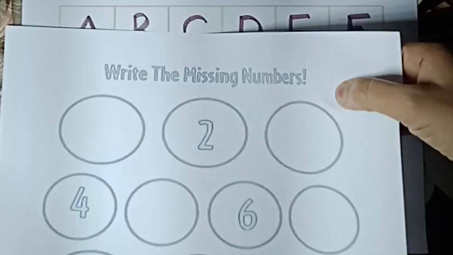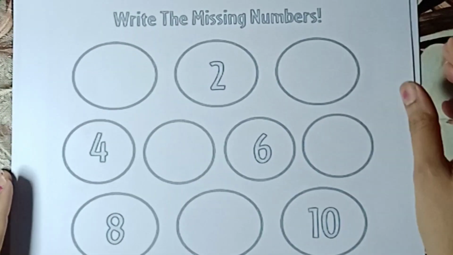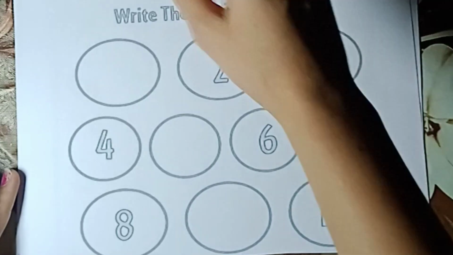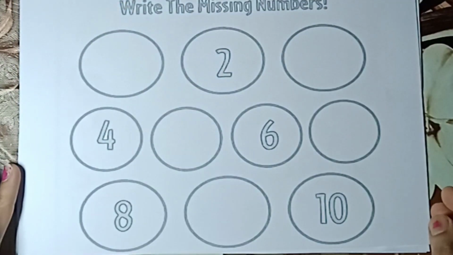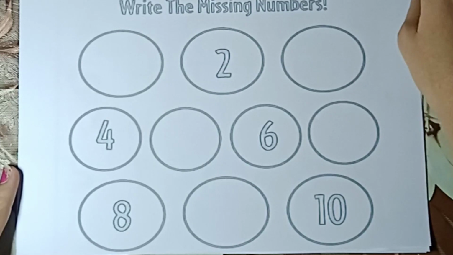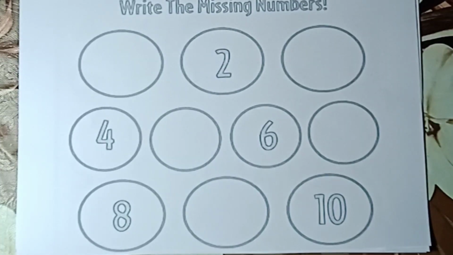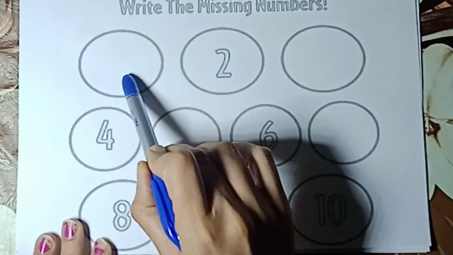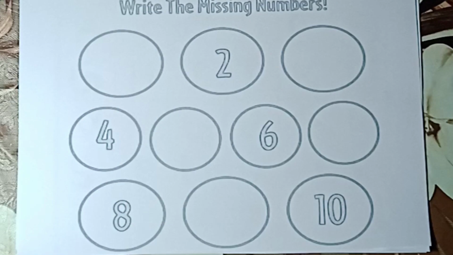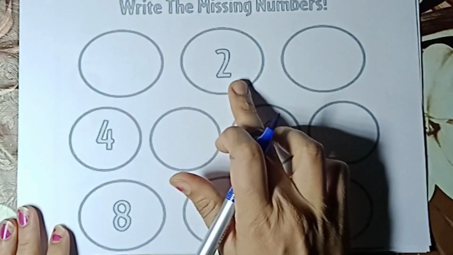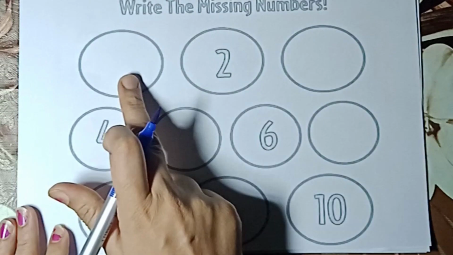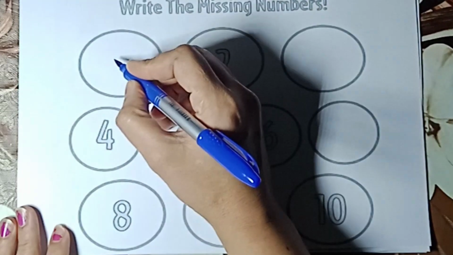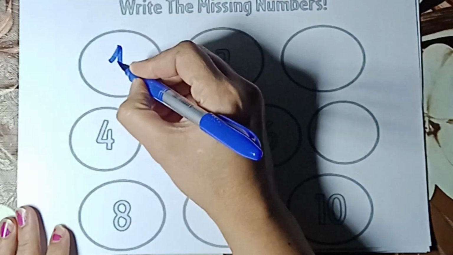Today we are going to learn about missing numbers 1 to 10. Are you ready? Shall we start? Now let's start it. Now I'm using here blue color. Right here, what comes before 2? This one is 2. What comes before 2? It's 1. Repeat after me. So 1. Right here, 1.